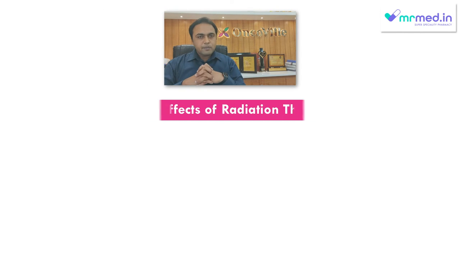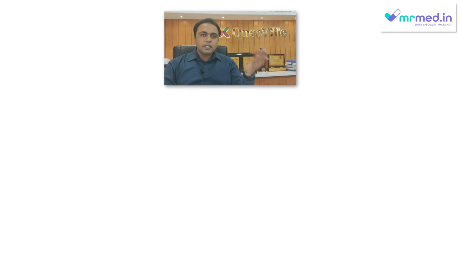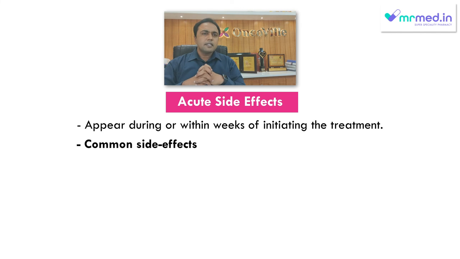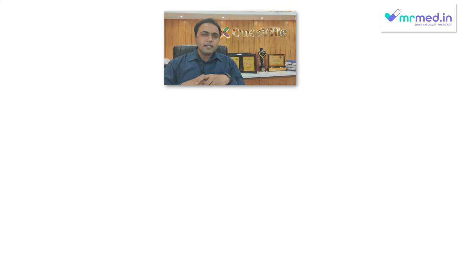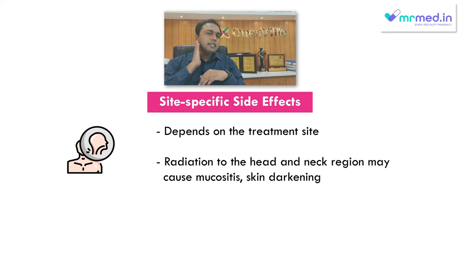Now, after discussing the types and the intent of treatment, we'll discuss the side effect profile of radiation. Side effects are normally classified into acute and late side effects. Acute side effects are those that happen during the treatment. The general side effects of radiation are fatigue, weakness, vomiting and nausea. But the site-specific side effects depend on where we irradiate. For example, if we irradiate the head and neck area, the patient gets mucositis or skin darkening.